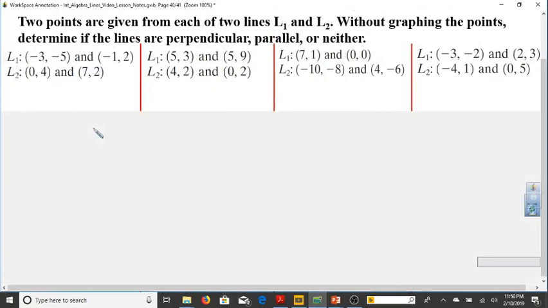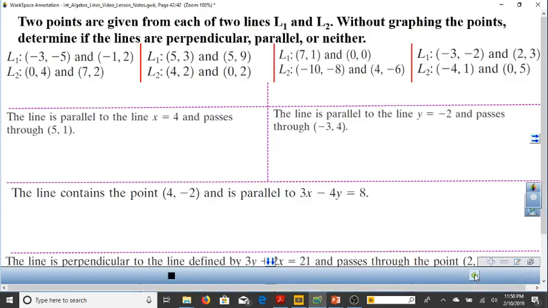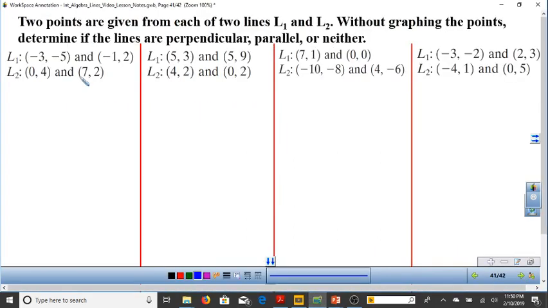Let's start off with this example. All right, so 2 points are given from each of lines L1 and L2. Without graphing the points, determine if the lines are parallel, perpendicular, or neither. If the lines are perpendicular, the slopes are negative reciprocals, or they multiply to be -1. If the lines are parallel, the slopes are the same. If neither of those conditions occur, then the lines are neither parallel nor perpendicular.